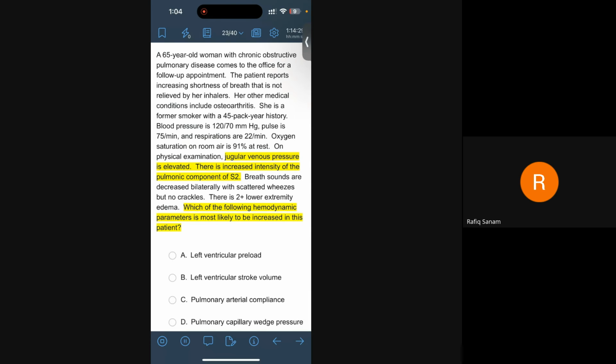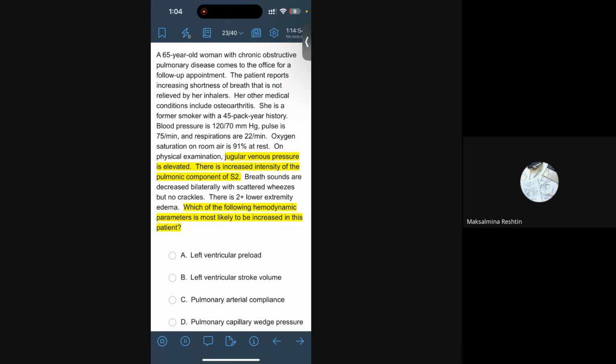Why is the JVP elevated and the pulmonary component of S2 increased in intensity? Right heart failure, due to COPD. And why is there right heart failure? Pulmonary hypertension. And that explains the increased intensity of the pulmonic component of S2.